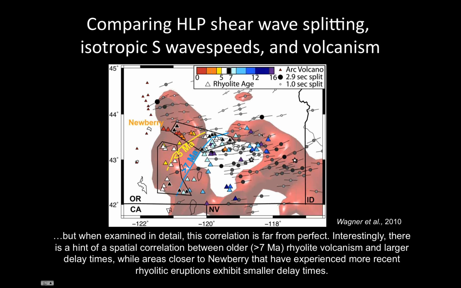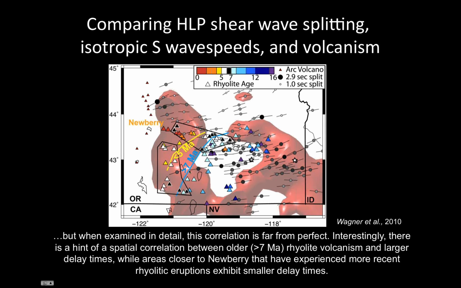This is a figure from Laura's paper where she was comparing the surface expression in these rhyolites to the isotropic S wave speed velocities as well as the shear wave splitting. It's being shown in red. This is a 3% slow velocity perturbation from the reference model. The grayscale symbols are the shear wave splitting, and the triangles are the rhyolites. Again, the region that has some of these really high delay times doesn't obviously correlate with the boundaries of this 3% velocity contour.